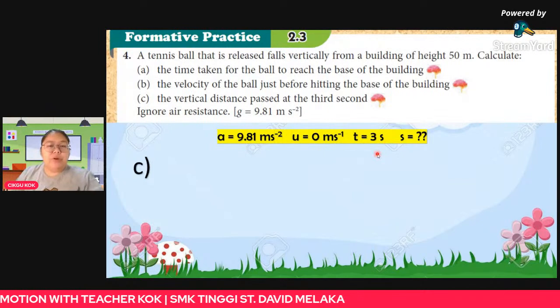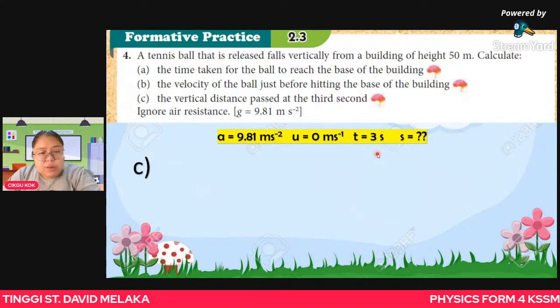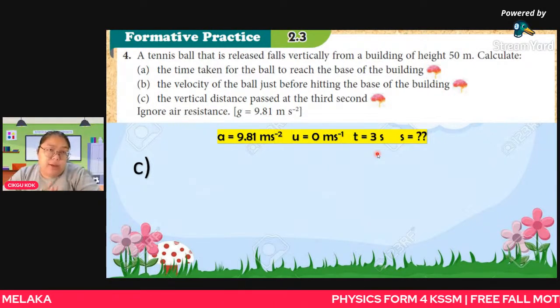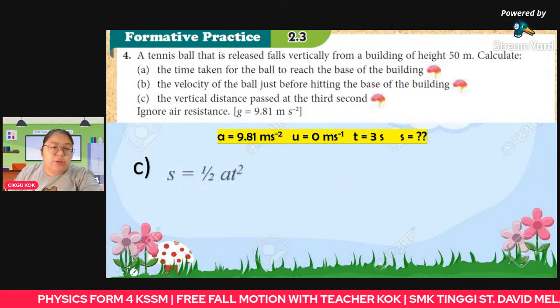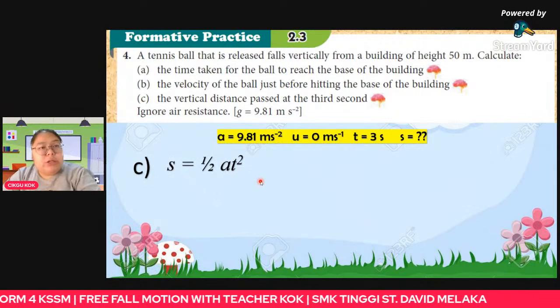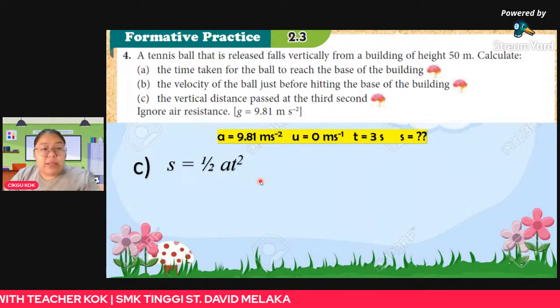So from here, which equation do we need to use? I want to find S. From here, there is no V. No V, so sure it is the third equation. So the third equation is like this. The Ut we just ignore because it is 0. So S equals half AT squared.